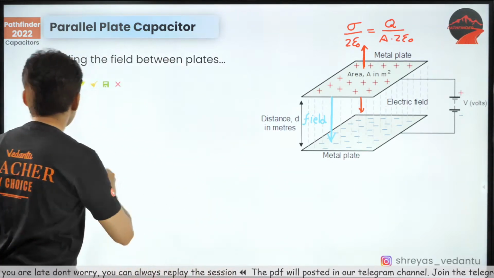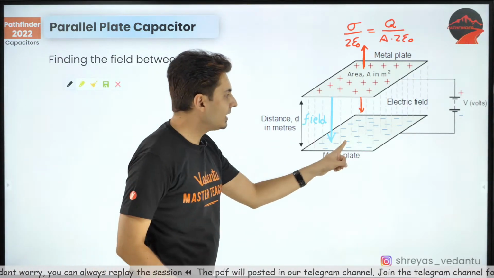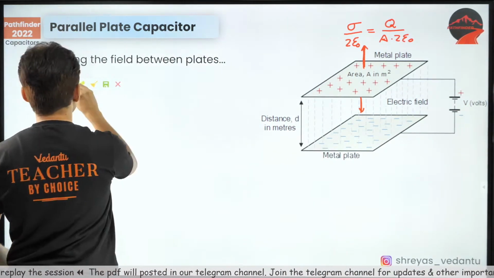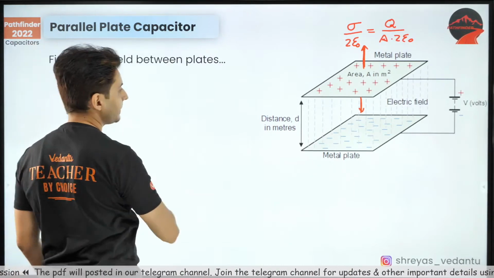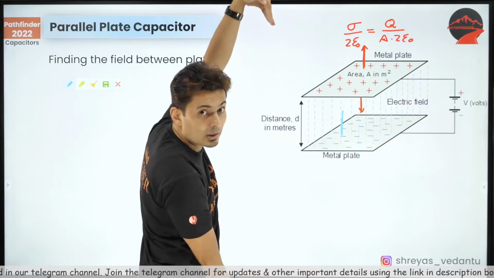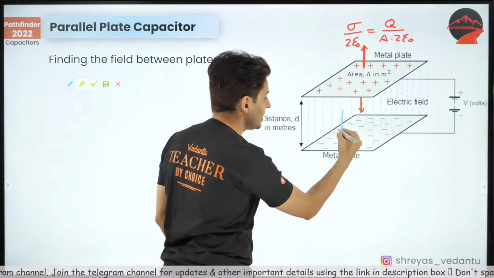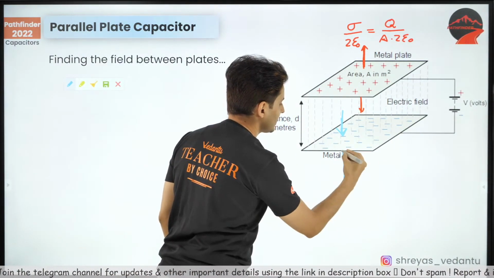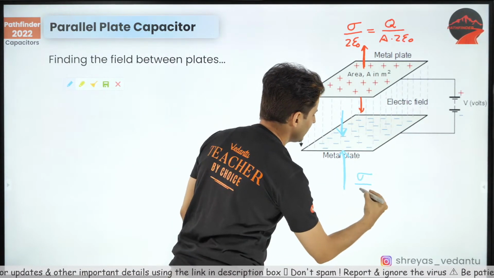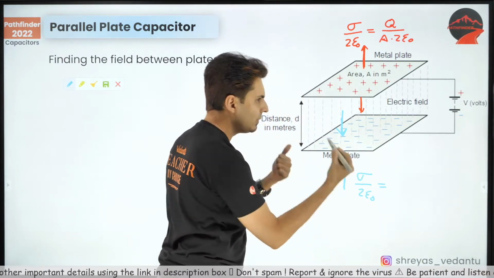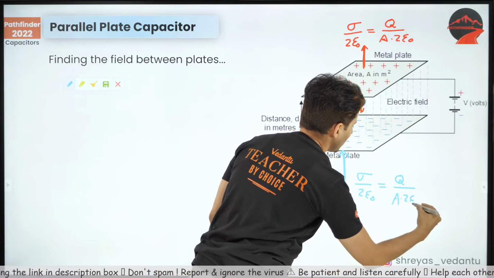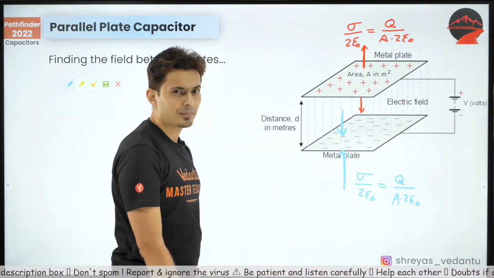Now, similarly think of the bottom plate out here. The bottom plate will also create some field. This negative charge will also create some field, and because it is negative, it will be attractive, it will be pulling inwards. So the field will be like this. This will be the field. And how much will be this magnitude? Again, sigma by 2 epsilon naught, but sigma is charge by A, so it will be Q by A into 2 epsilon naught. This is inwards.